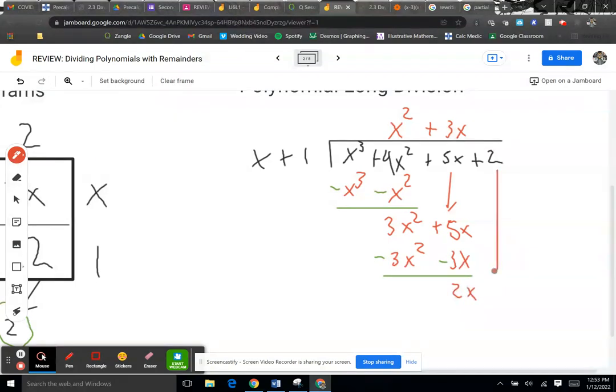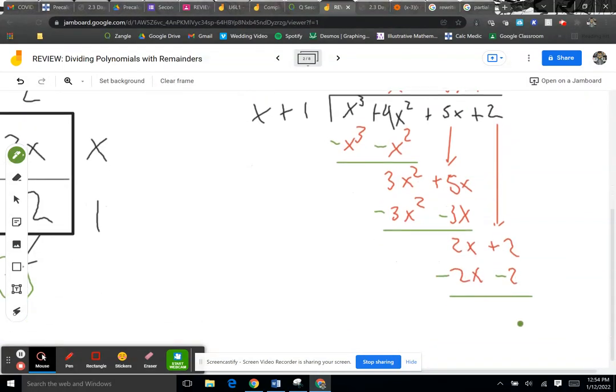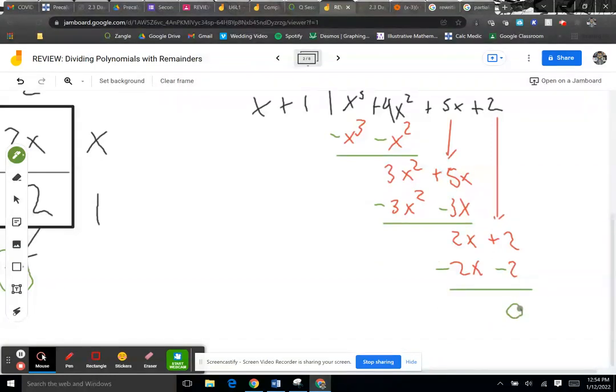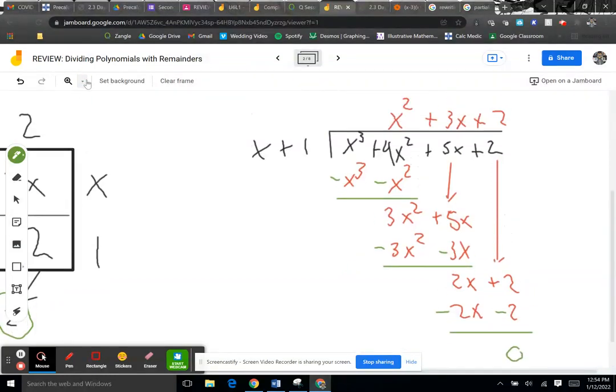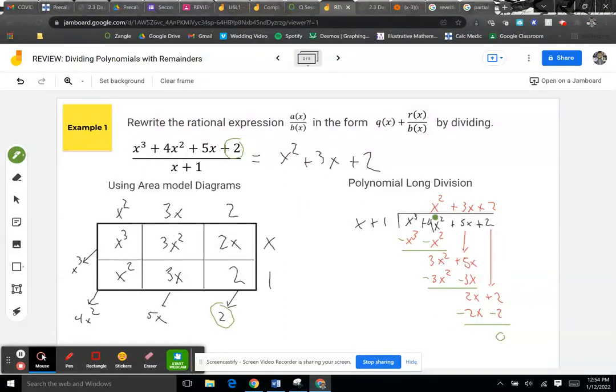Drop down the 2 and repeat one last time. X goes into 2x how many times? Well, 2 times. 2 times x is 2x. And now we also multiply 2 times 1. That gives us 2. Subtract one last time. 2x minus 2x is 0. 2 minus 2 is 0. And we have a remainder of 0. And we can see we got the same exact thing, x squared plus 3x plus 2.